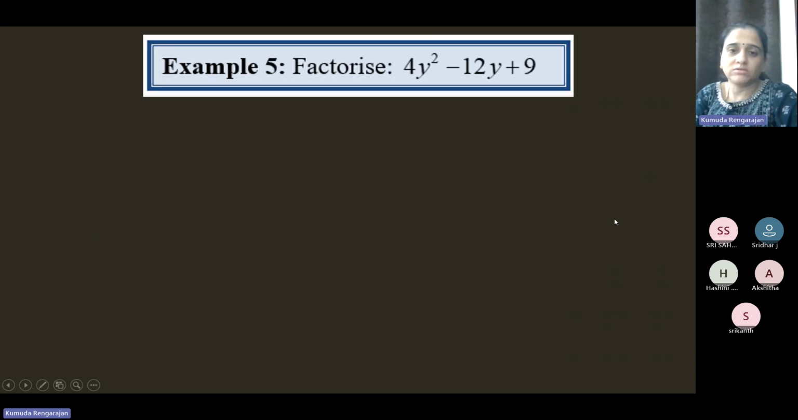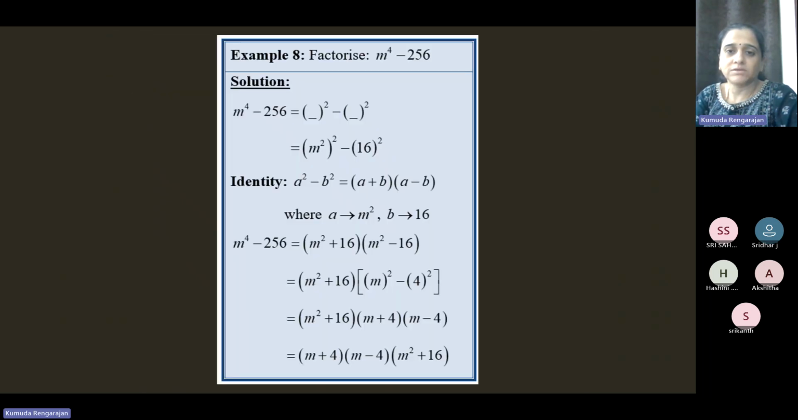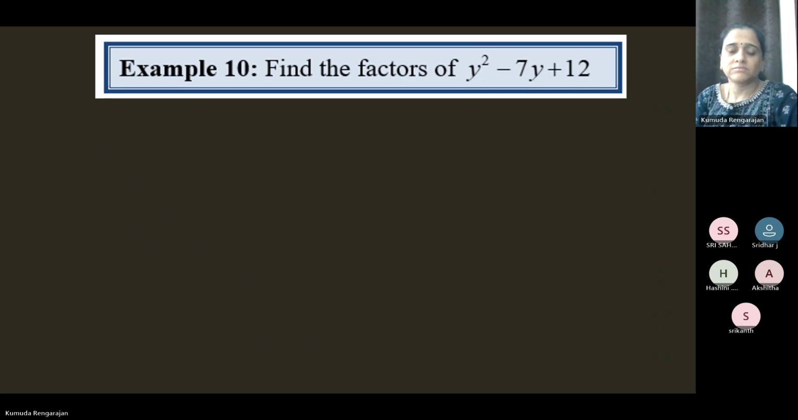Just work a few more on splitting the middle term. Look at this one. Find the factors out, meaning factorize. So we can see y square, y, constant. All the 3 terms have nothing in common. y is common for the first 2 terms, but not the third term. So you cannot do that factorizing. Taking out the common factor, we cannot do.